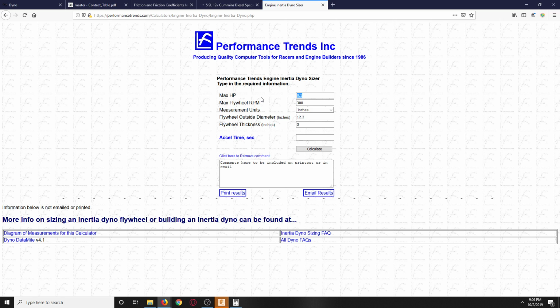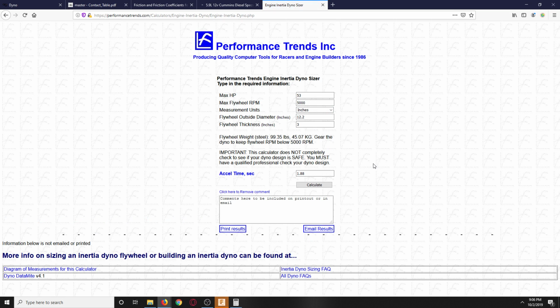Max horsepower, let's say it's the Rabbit, which is 53. Max flywheel RPM is 5,000, let's say. Oh, it's loading. Okay, so flywheel weight's about 99 pounds, which is 45.07 kilograms. Gear the dyno, keep the flywheel. So basically, with the Rabbit, it's going to be 1.88 speed.